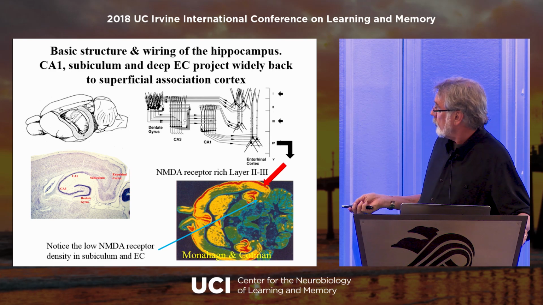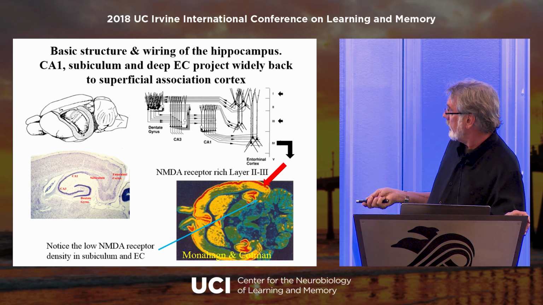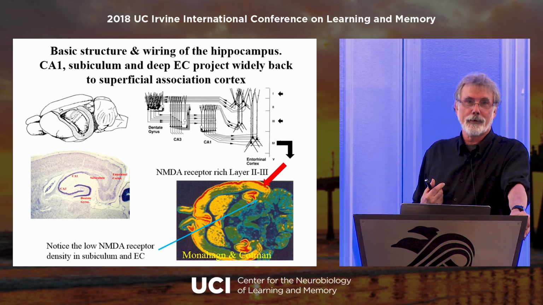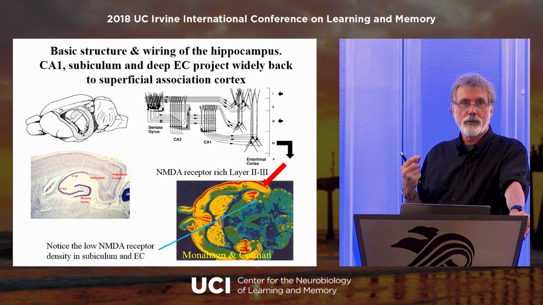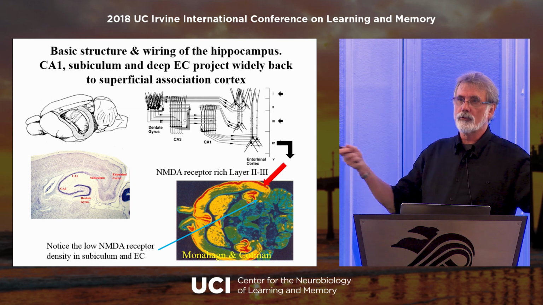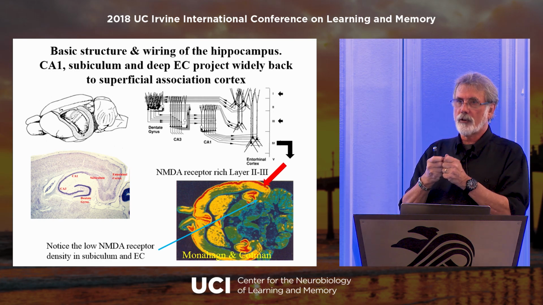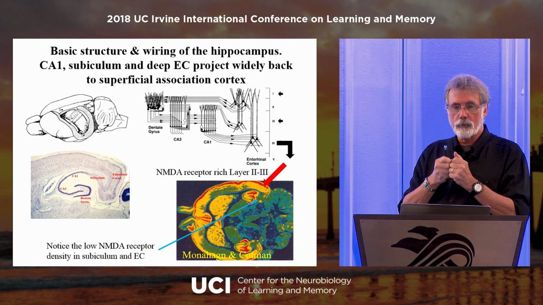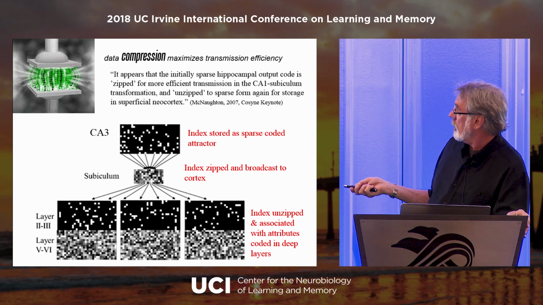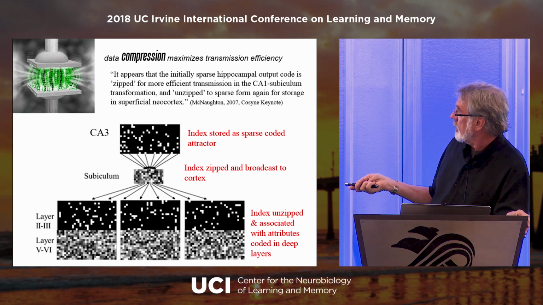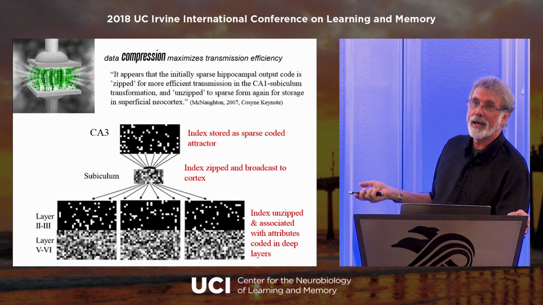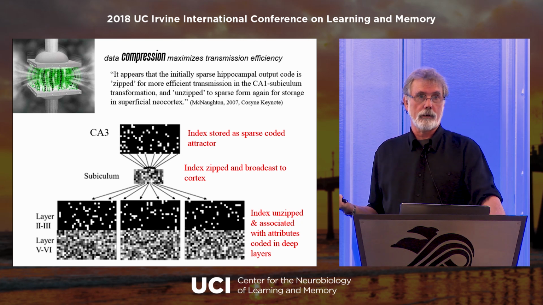So just to go back to this diagram here of NMDA receptors, one thing that struck me back then was if you look in the subiculum, there actually aren't very many NMDA receptors, which suggests that the subiculum is not there to store data, but is there to do some kind of data compression and send back to the cortex a distributed code, which is a much more effective way of sending information to the cortex. And so we come up with this model where the data are compressed into distributed form in the subiculum, but that would mean they have to be unpacked again in the cortex because they have to be stored there.